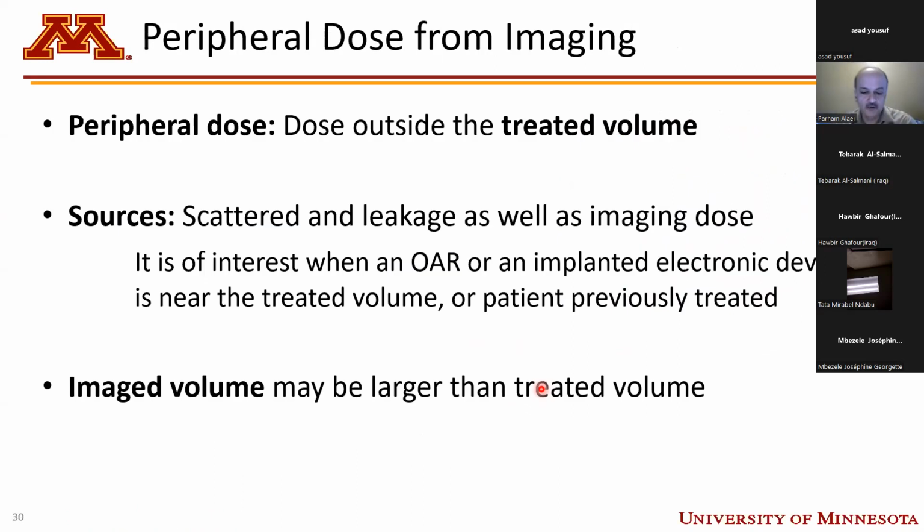Peripheral dose. So we all know about peripheral dose. We all know about the leakage from the LINAC, the scatter radiation and all that. The definition of peripheral dose is basically dose outside the treated volume of the patient. So scatter and leakage contribute to that. Imaging dose does as well. It is of interest when, again, there is an organ at risk, an implanted electronic device, a patient previously treated, or the organ at risk is at a critical dose juncture and all that. And image volume may be larger than treated volume, and that is correct for most cases, not all.